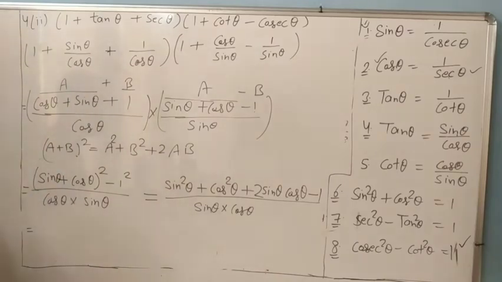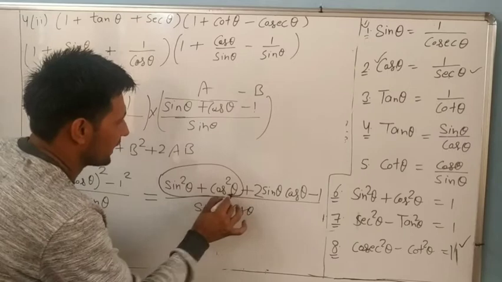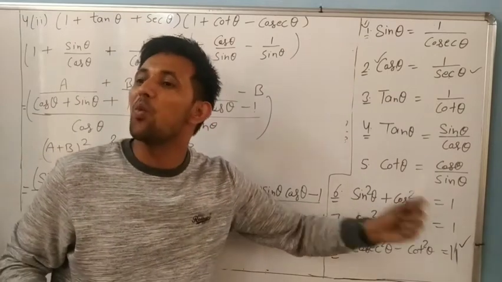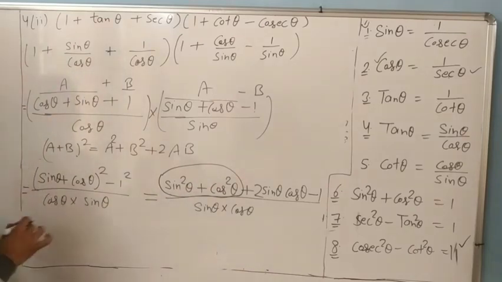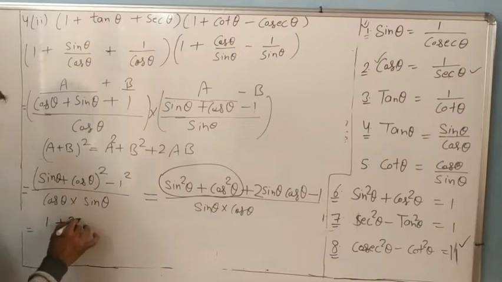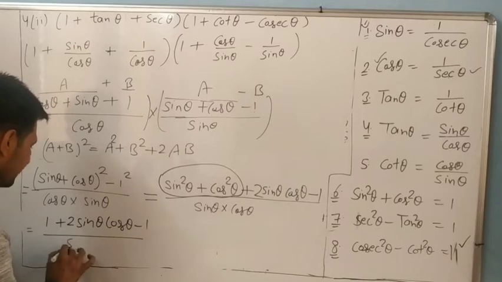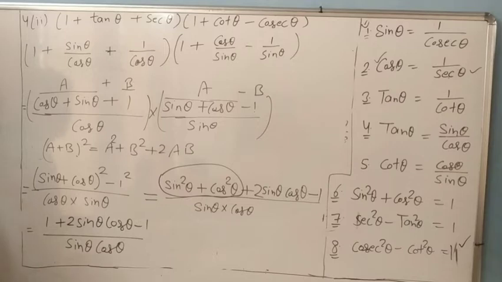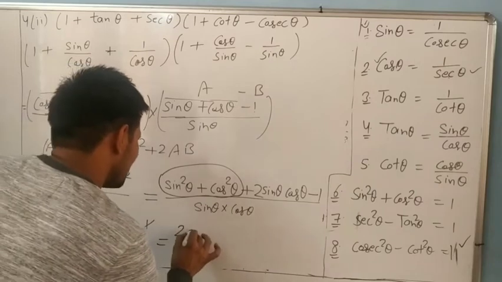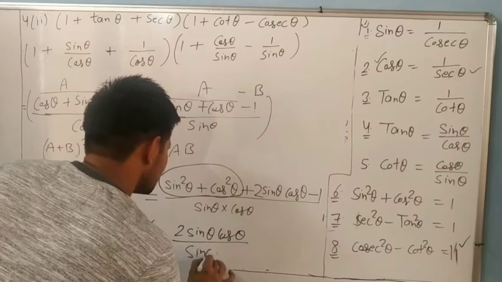Now the formula we will use. Sin square theta plus cos square theta, how much? 1. Always we will write the formula. Sin square plus cos square theta is always 1. So write 1 plus 2 sin theta divided by cos theta minus 1 divided by sin theta. 1 minus 1 is 0. What is 2 sin theta divided by cos theta divided by sin theta into.